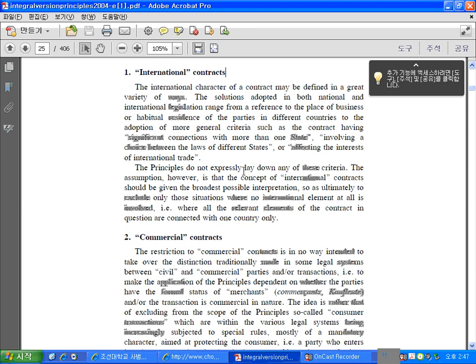The principles do not expressly lay down any of these criteria. The assumption, however, is that the concept of international contract should be given the broadest possible interpretation. So it is meant to exclude only those situations where no international element at all is involved, where all the relevant elements of the contract in question are connected with one country only. So they first try to define the national nature of contract for the purpose of exclusion.